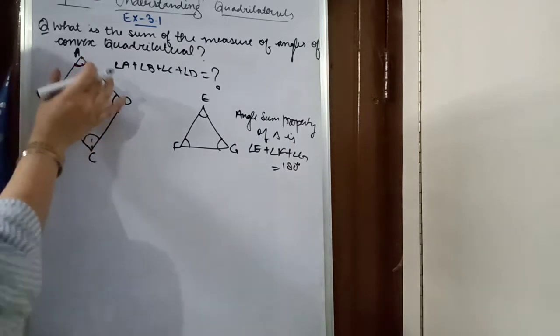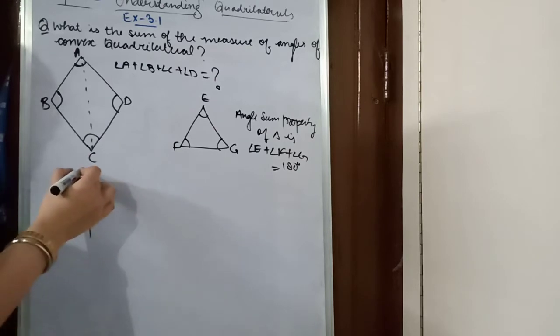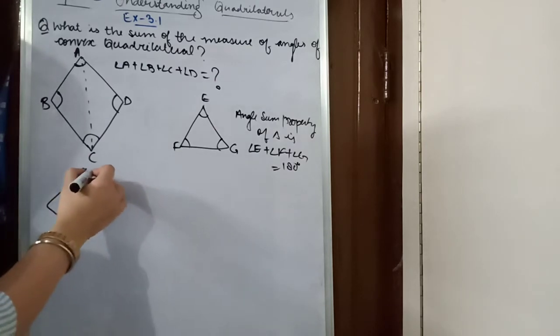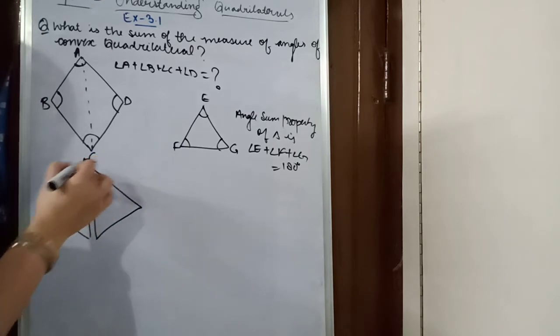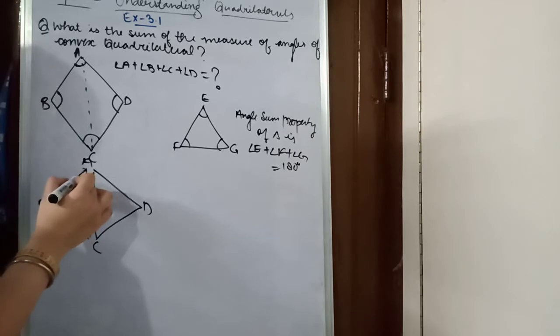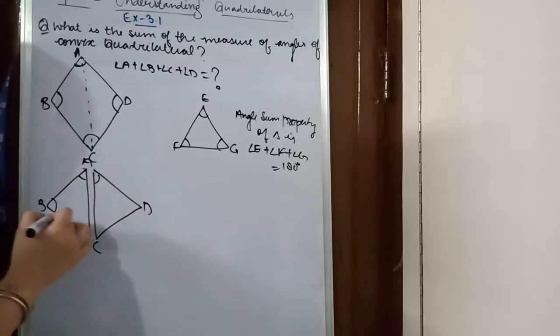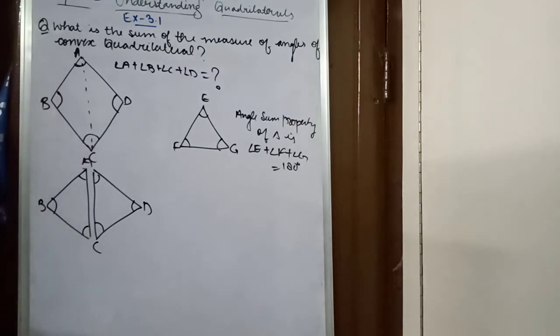Now if you see, this convex quadrilateral is divided into two triangles. Okay, this is one triangle and this is another triangle. This is A, B, C and D. So this angle is divided into two parts, but these both are triangles now.